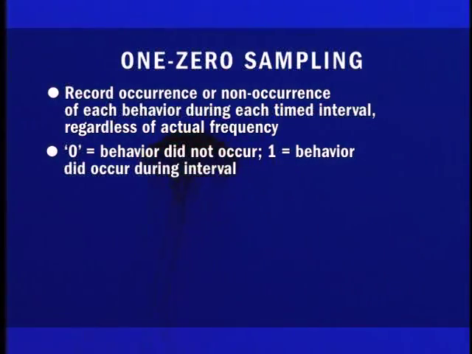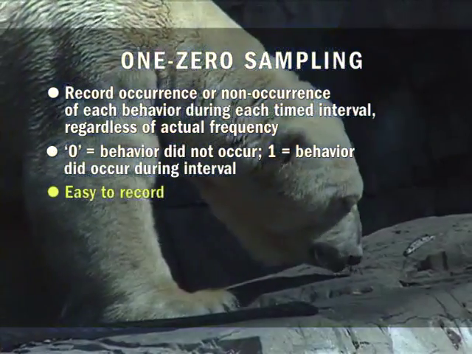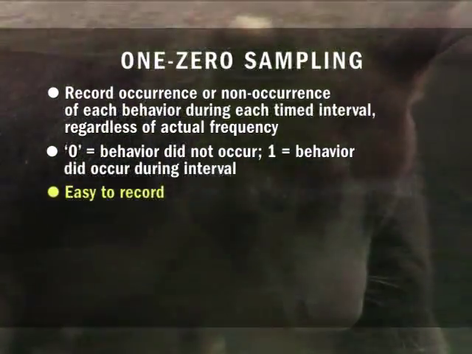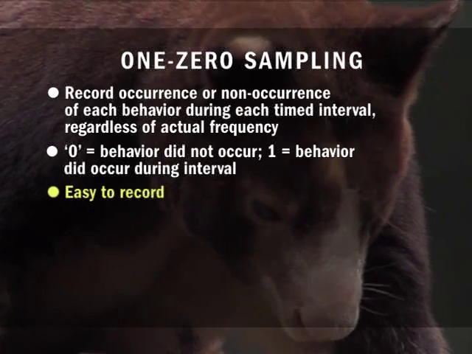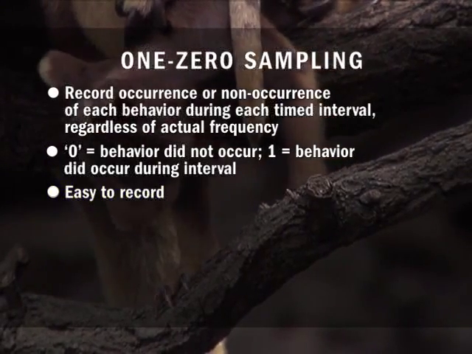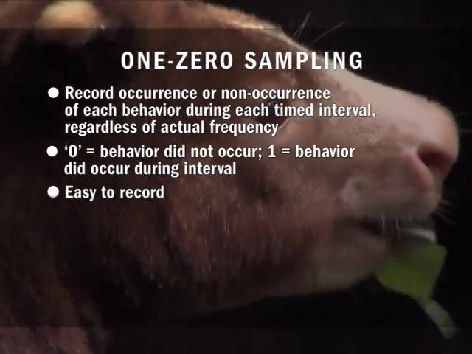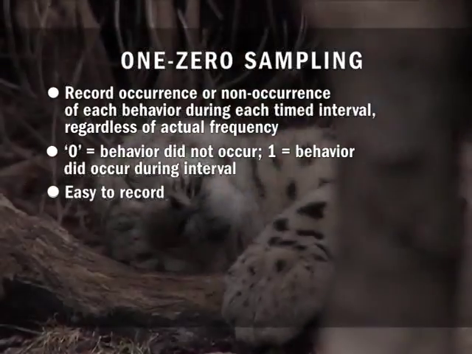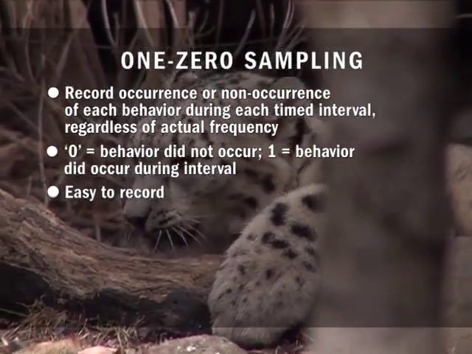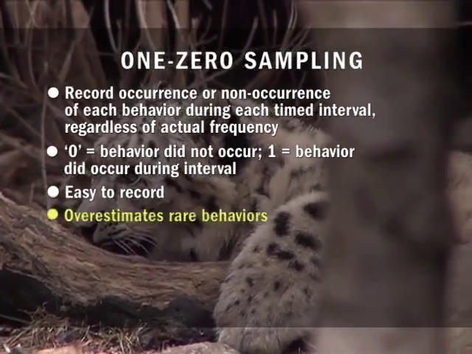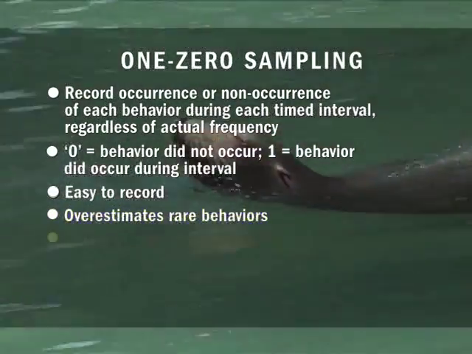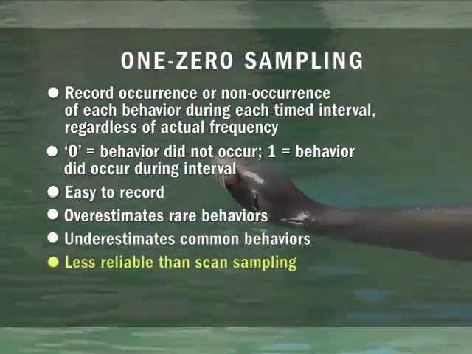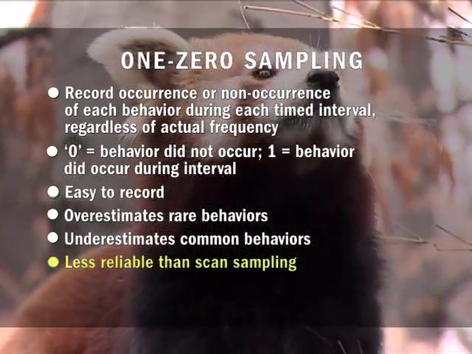The benefit of 1-0 sampling is that it is easy to do. After the sampling period is over, you tally the number of intervals during which each behavior on the ethogram occurred. This will give you an approximation of the amount of time the animal spends performing each behavior. However, because 1-0 sampling gives each behavior that occurred during the interval the same score, it tends to overestimate rare behaviors and underestimate common behaviors. Therefore, it is less accurate than scan sampling.